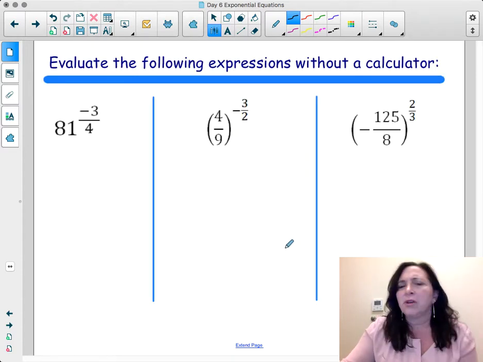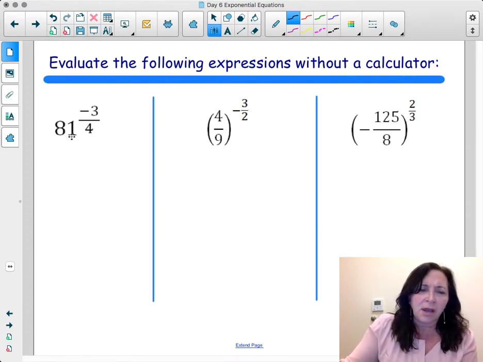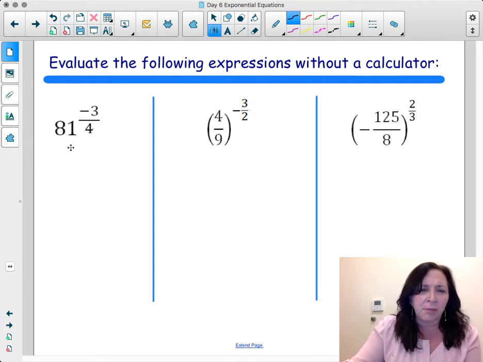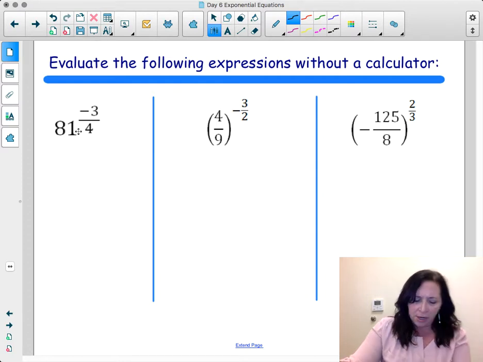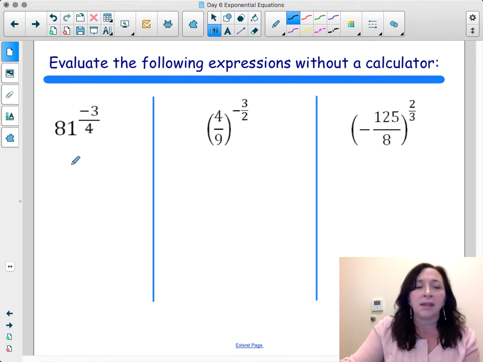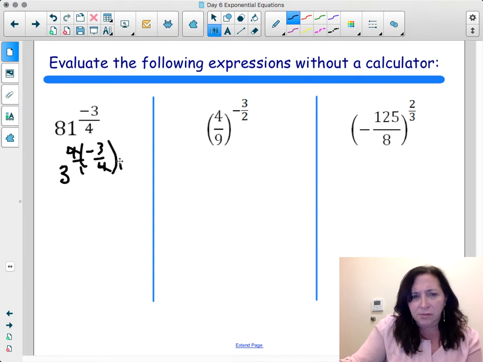For these problems, evaluate without a calculator. For this problem right here, this is actually a little bit raised up. Doesn't look like that, but it should be up a little bit more. This should be 81 breaks down to 9 times 9, and 9 times 9 breaks down to 3 times 3, and then again another 3 times 3. So basically it should be 3 to the 4th power to the negative 3/4 power. So this is over 1. So this is actually 4 cancels and makes 1. We get 3 to the negative 3rd power.